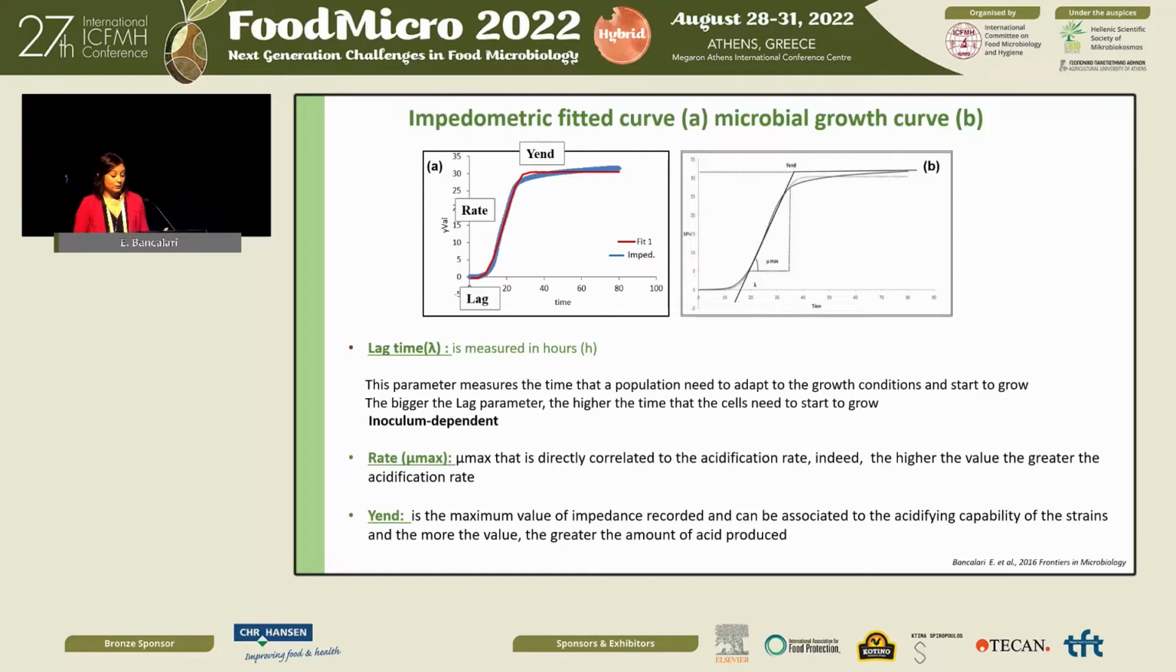And last but not the least, epsilon n, which is the maximum value of impedance recorded, and it was associated with the acidifying capability of the strain. And the higher the value, the greater the amount of acid produced by the strain that we are analyzing.